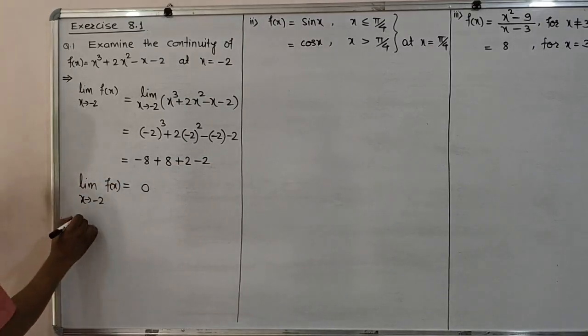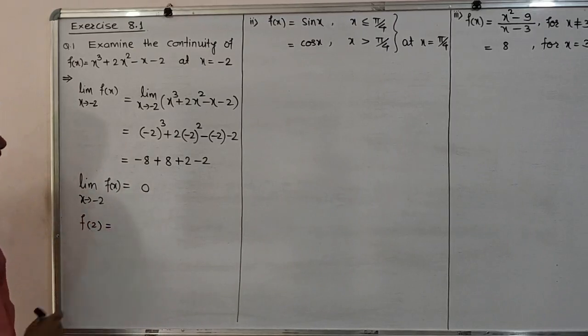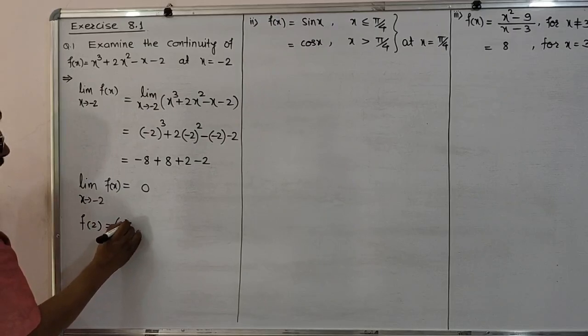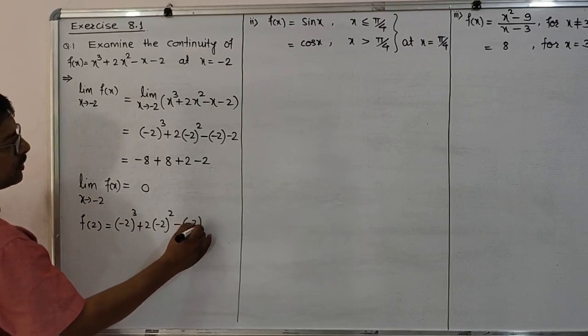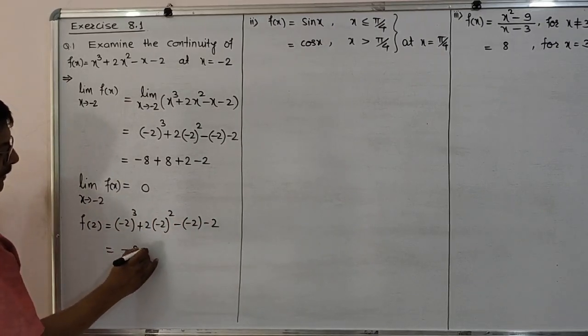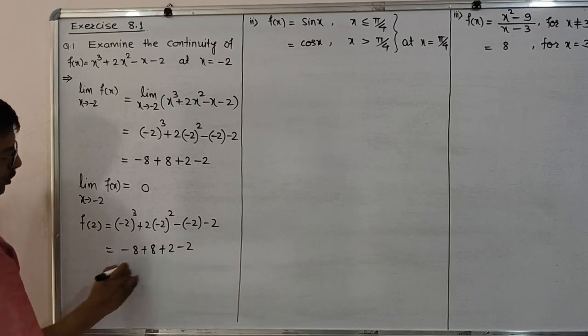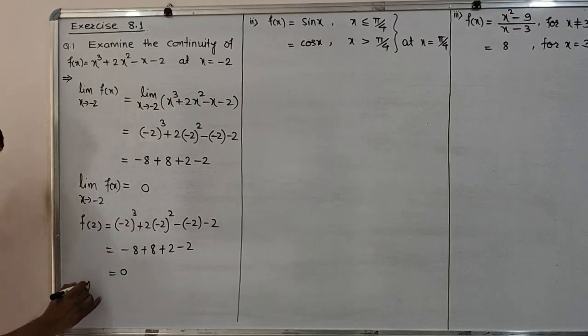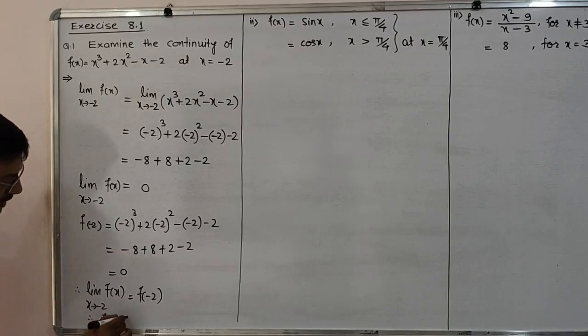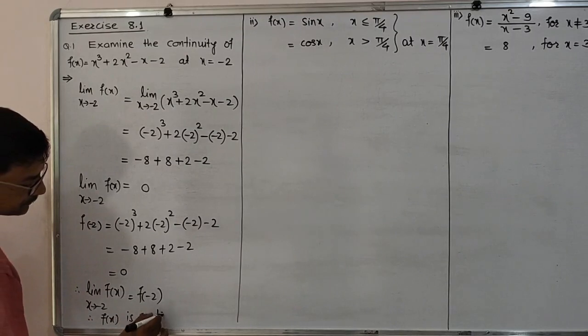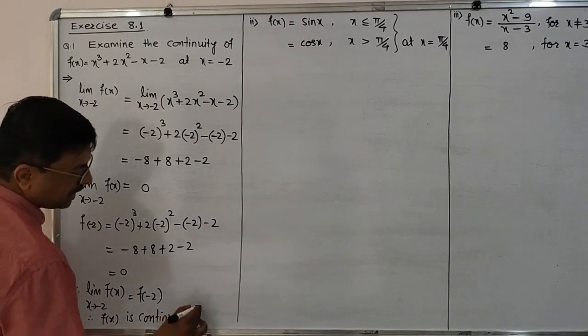If you try to find f of minus 2 here, means the value of function at x is equal to minus 2 directly, it is again minus 2 cube plus 2 into minus 2 square minus of minus 2, means it is minus 8 plus 8 plus 2 minus 2, that is also 0. Hence we can say that limit of f of x as x tends to minus 2 is equal to f of minus 2. Therefore, you can say that f of x is continuous at x is equal to minus 2.